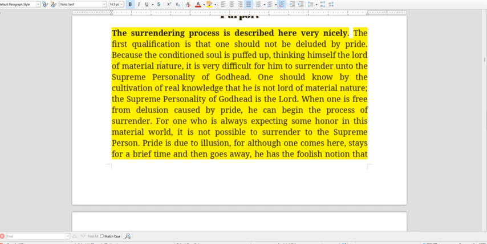Okay. Can someone read this section? Can I, Prabhuji? Go ahead, read, Prabhu. Yeah, you go ahead, Mataji.